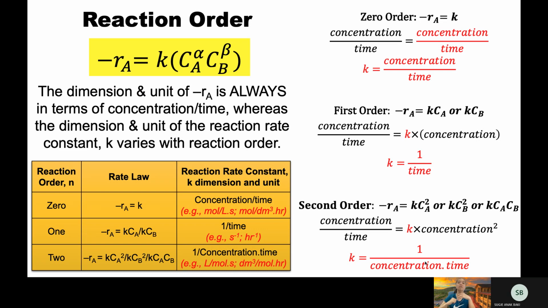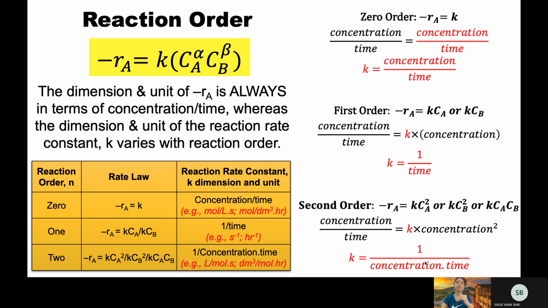Meaning first order with respect to A and first order with respect to B. Overall order still second order. So the unit of K is still the same, but the order is different. So when you have two reactants, although you can already deduce it is second order, to pinpoint the order specifically to the reactant is no longer straightforward. You can no longer straight deduce, but you can use the knowledge to know that it is a second order reaction.